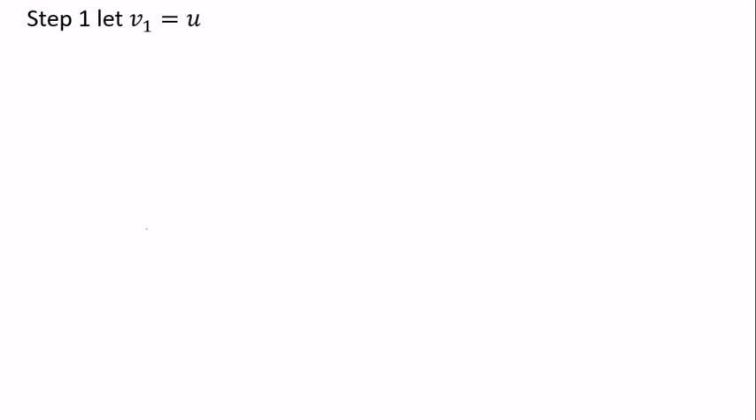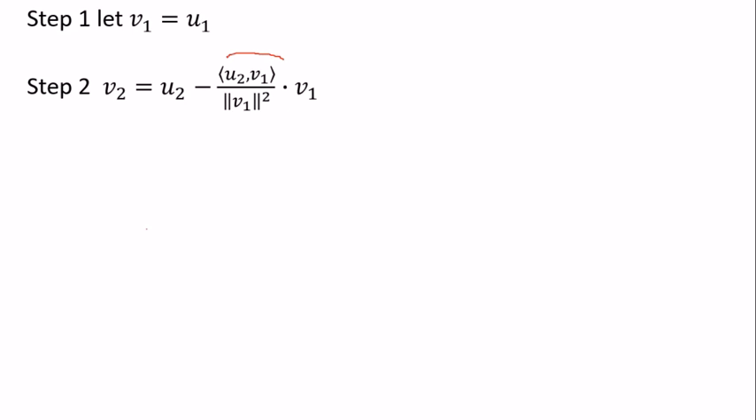Let v1 be equal to u1. So we are assuming in the first step that whatever u1 is given, we take it as v1. So step 1 is complete. It's very simple. Then in step 2 we'll write a formula for v2. So step 2: v2 is equal to u2 minus inner product of u2 with v1 divided by norm of v1 squared, times v1.